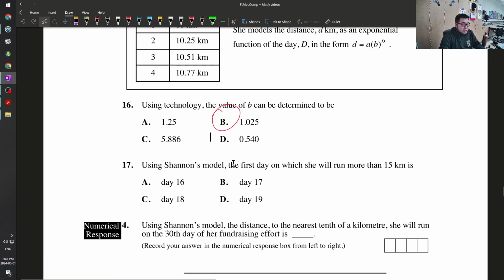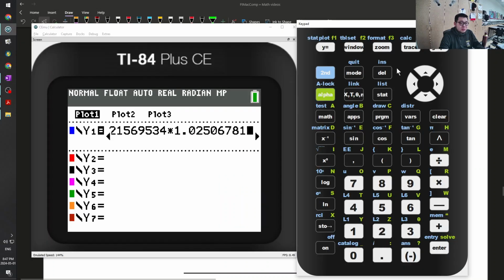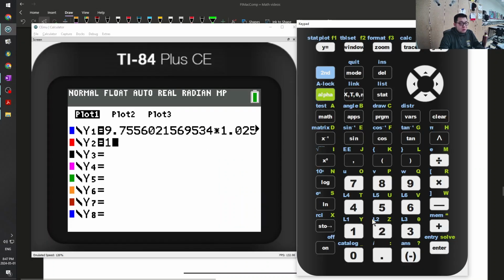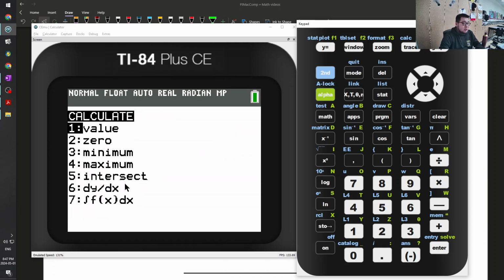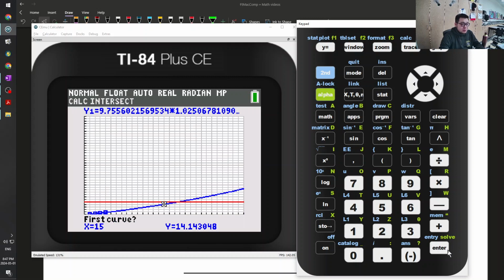Now, using Shannon's model, the first day that she will run more than 15 kilometers is... So I know my y value is equal to 15, and I want to find the intersect of the graph. Second calc, 5 for intersect. Enter. So on day 17.37, so on the 18th day, because we always round up no matter what, Shannon will run more than 15 kilometers.